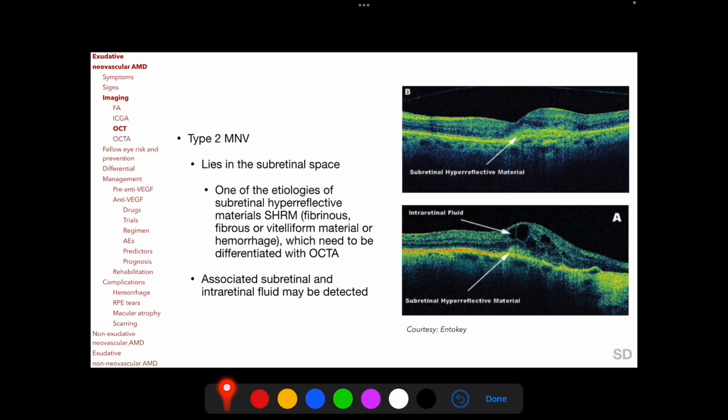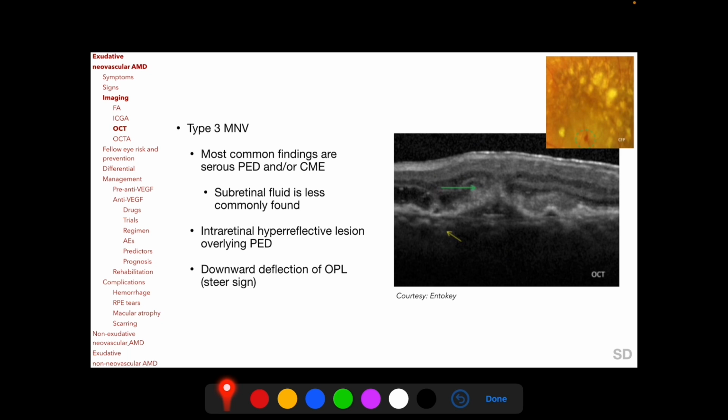Type 2 MNV lies in the subretinal space and is one of the etiologies of subretinal hyperreflective materials or SHRM as seen here in these two photographs. And type 2 MNV can be associated with subretinal and intraretinal fluid as seen here in this photograph. The most common findings on OCT of type 3 MNV are a serous PED with or without cystoid macular edema as seen here in this photograph.